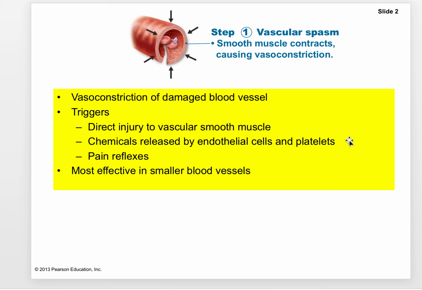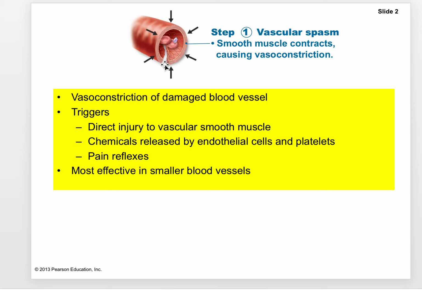Let's look at these steps individually. The first step, vascular spasm. Let's say here's our blood vessel with blood cells inside, and for some reason there's a cut in the blood vessel, and blood starts to leak out. Blood starts to escape through that vessel.